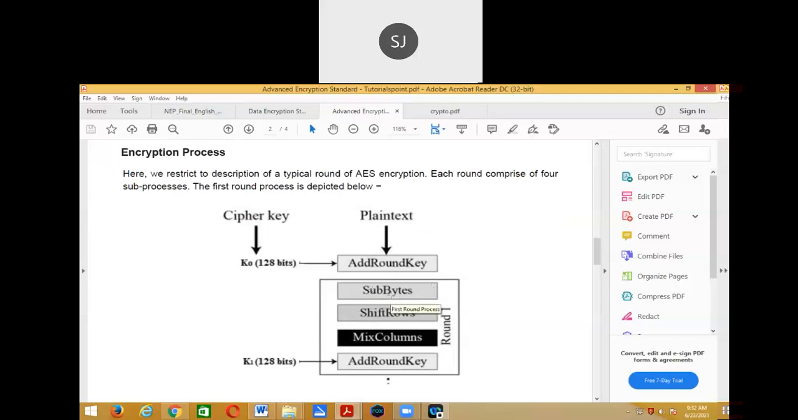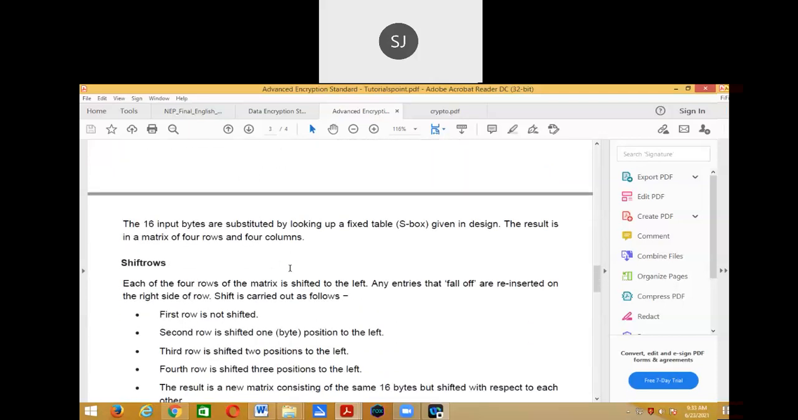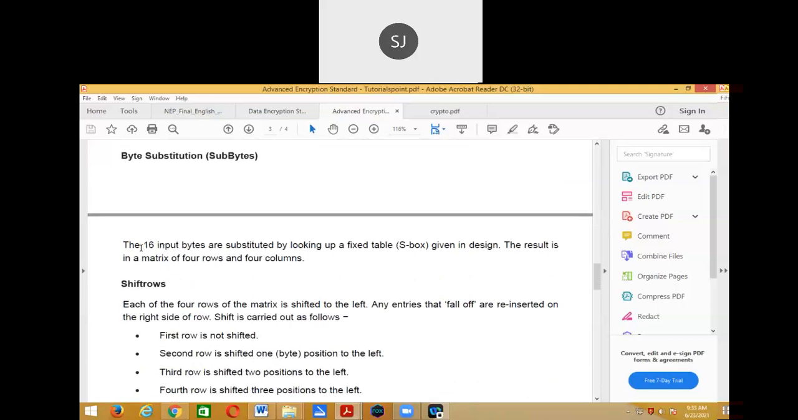You just see here. Now, SubBytes. It is nothing but a sort of substitution. These 128 bits are arranged in the form of a matrix. How many elements?